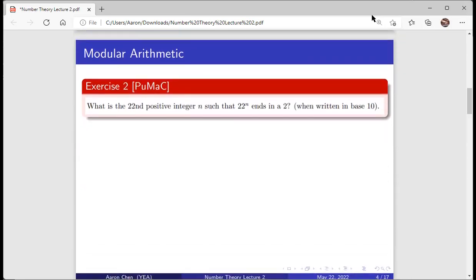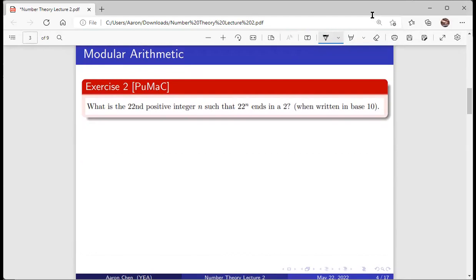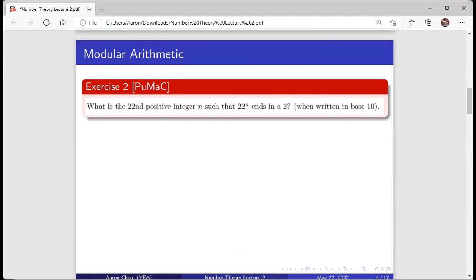So under exercise 2, what is the 22nd positive integer n such that 22 to the power of n ends in a 2? And this is when everything's written in base 10. So yeah, I'll start explaining the solution now.